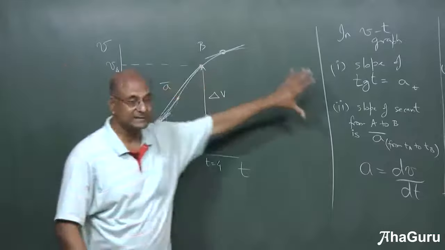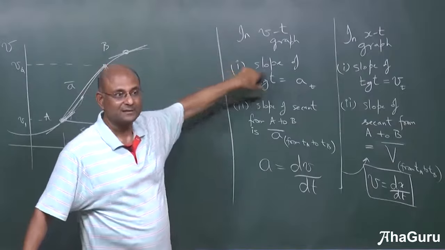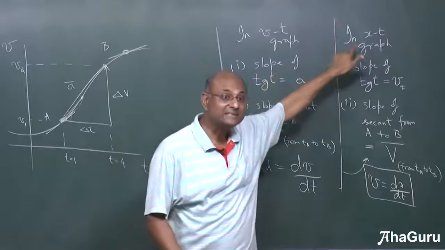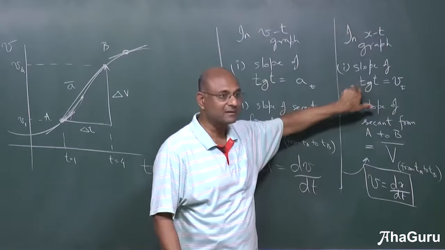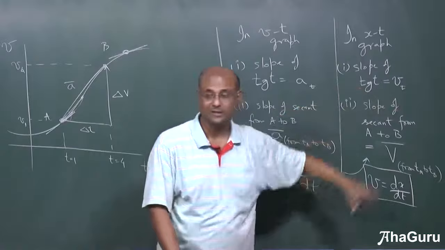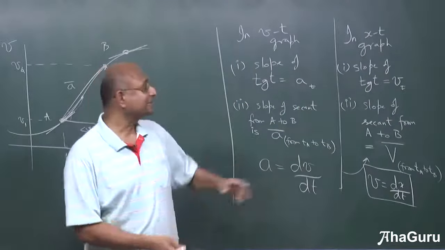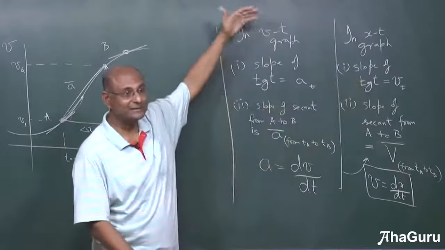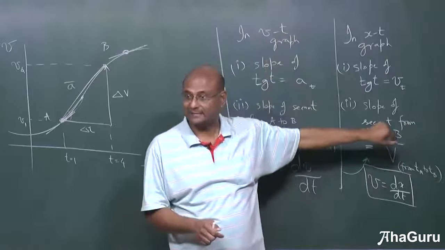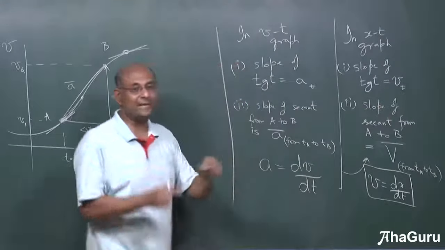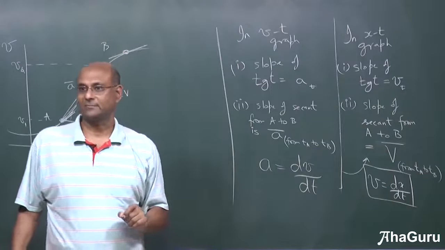I just want you to understand these statements. So in a VT graph, the slope of the graph is acceleration. In an XT graph, or displacement time graph or position time graph, the slope of the graph is velocity. So is slope velocity or acceleration? That depends on what you are asking. If it is an XT graph, it is velocity. If it's a VT graph, it is acceleration. In an XT graph, if you join 2 points and you get the secant, it is the average velocity. In the VT graph, if you join 2 points and you get the secant slope, it is average acceleration.